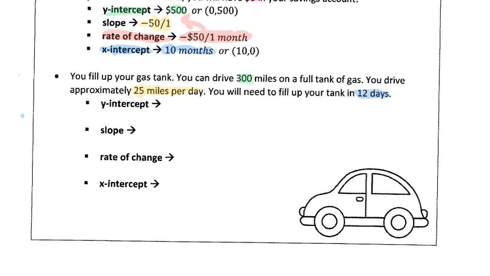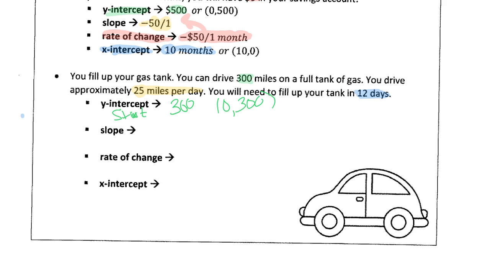So let's identify some key information here. My y-intercept, remember that's our start value, our start. So how much did we start with? We started with 300, and we're always also going to write it as an ordered pair, so 0, 300.